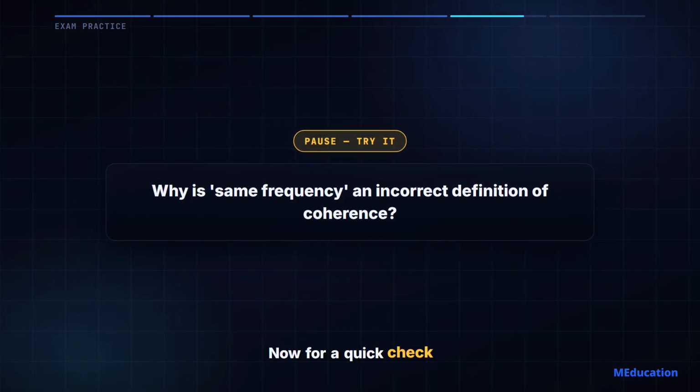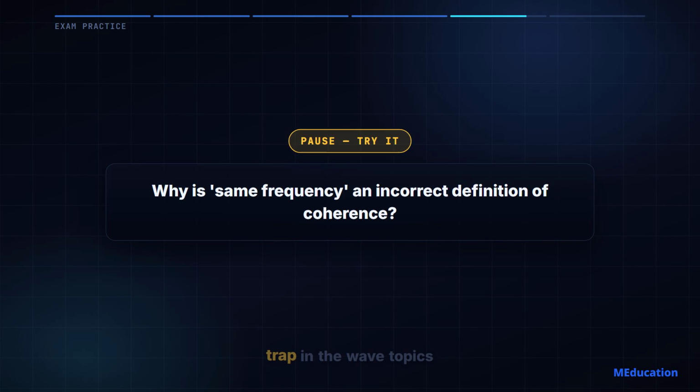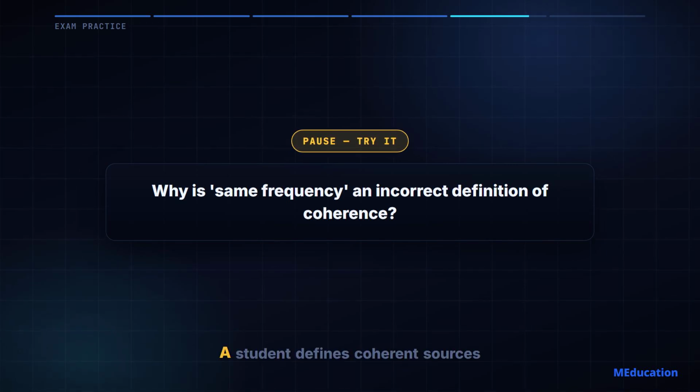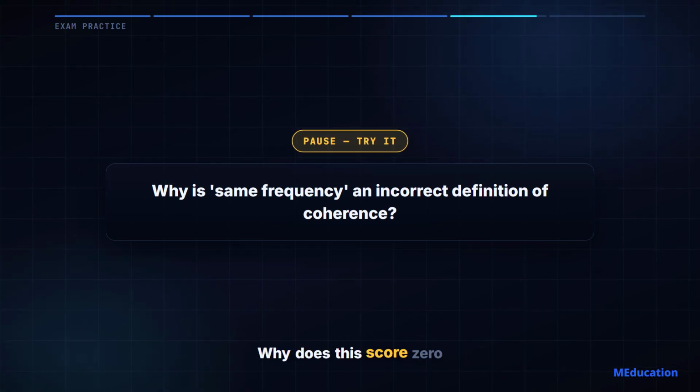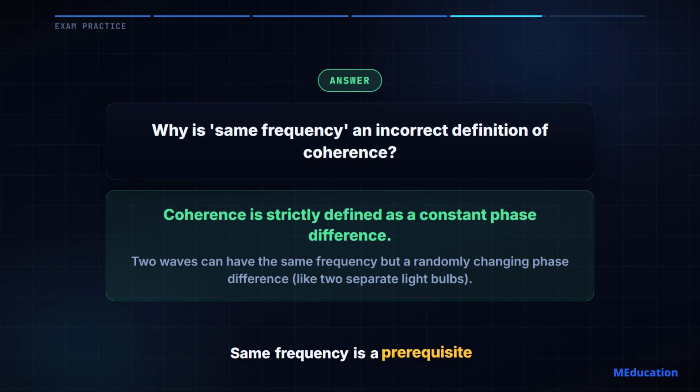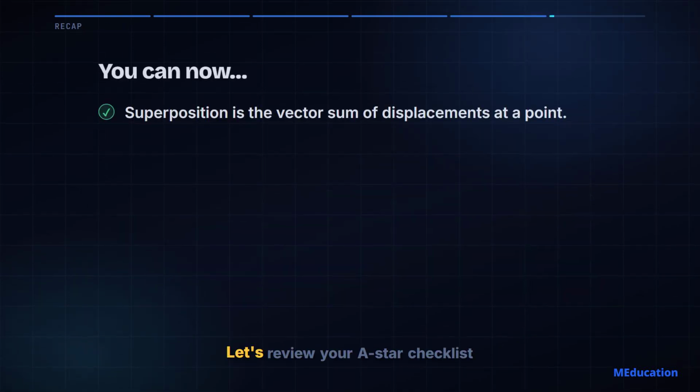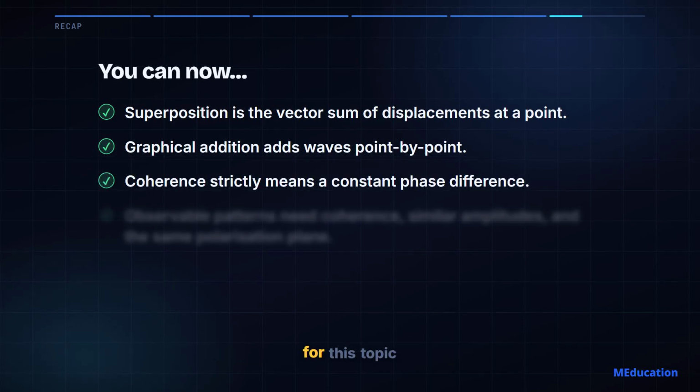Now for a quick check on the most heavily baited trap in the wave topics. A student defines coherent sources as waves that have the same frequency. Why does this score 0 marks? Pause and think. Same frequency is a prerequisite, but it is not the definition. Let's review your A-star checklist for this topic.